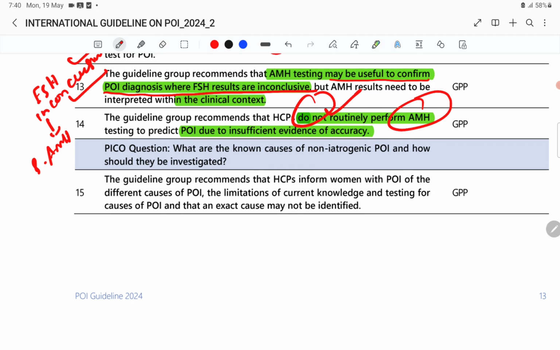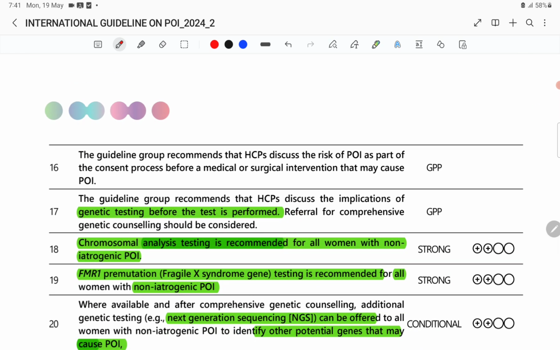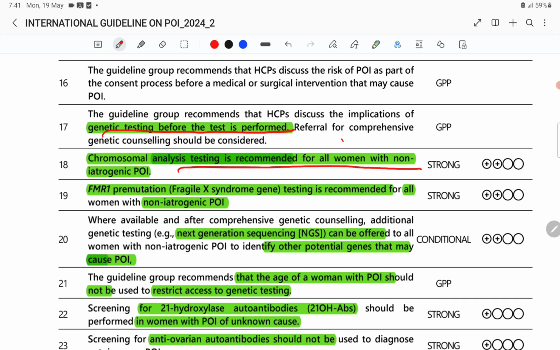What are the known causes of non-iatrogenic POI and how should we investigate? The guideline recommends that women with POI be informed of the different causes of POI and the limitations of current knowledge and testing. It recommends discussing the implications of genetic testing before the test is performed. Chromosomal analysis testing is recommended. All very important, for all women with POI.